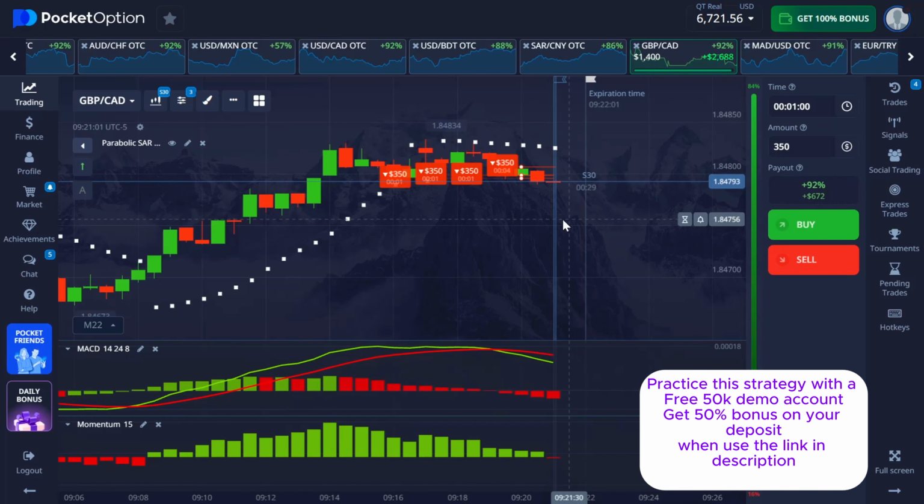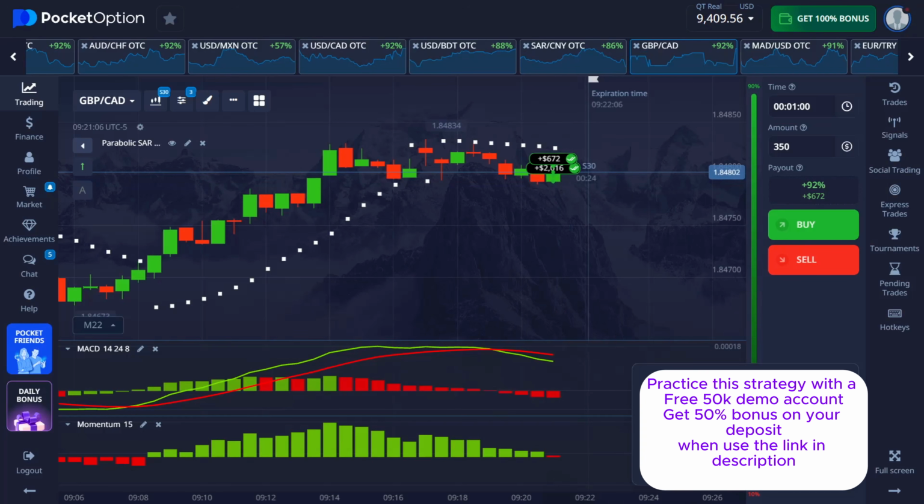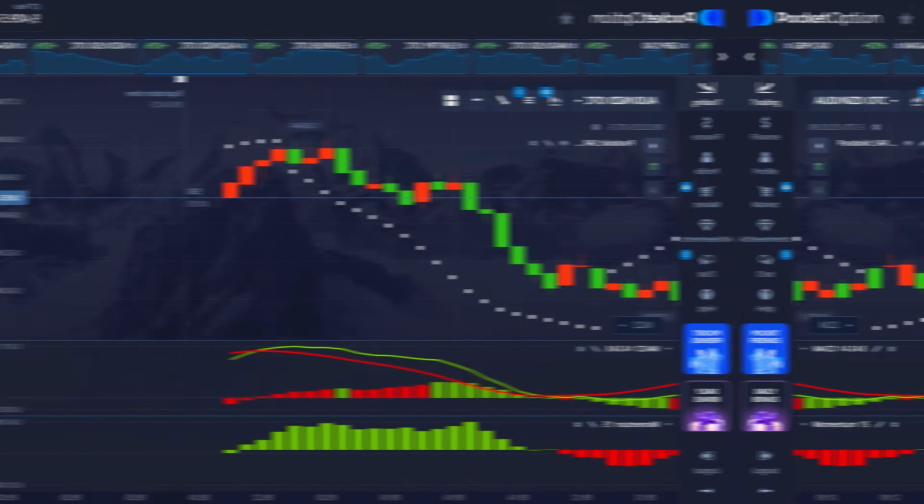And this is a winning trade. Beautiful, beautiful, beautiful. Let's find our next trade.